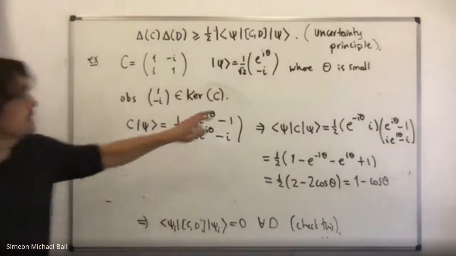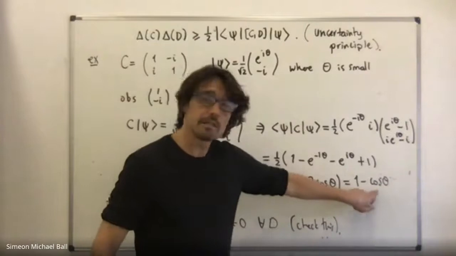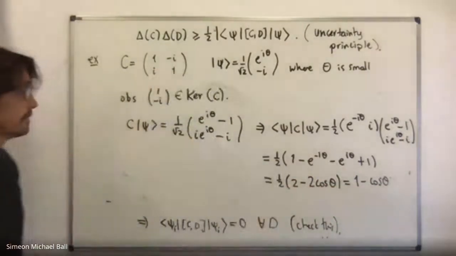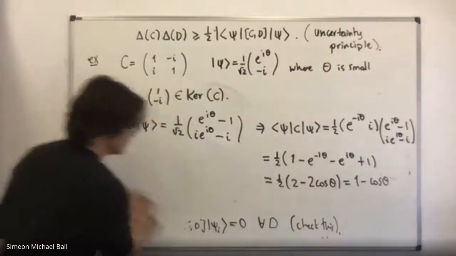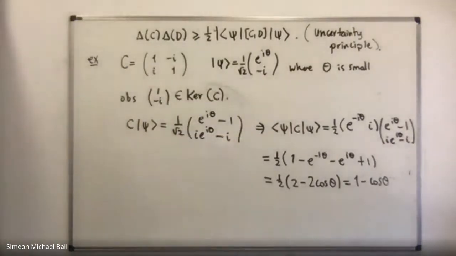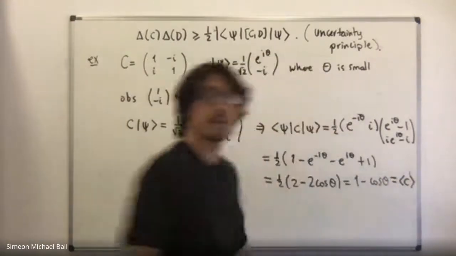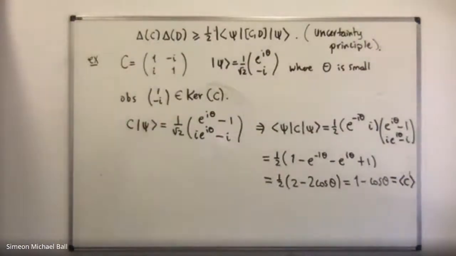And remember, we're taking theta to be small, so this is almost 1. So 1 minus this is almost 0. So that's just calculated. So this is the average of C. Now let's see what the average of C squared is.